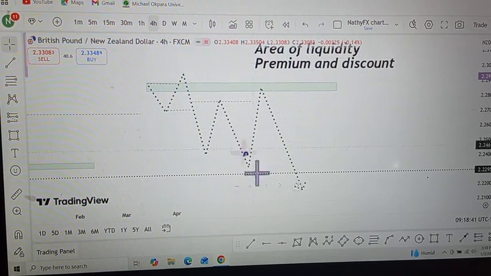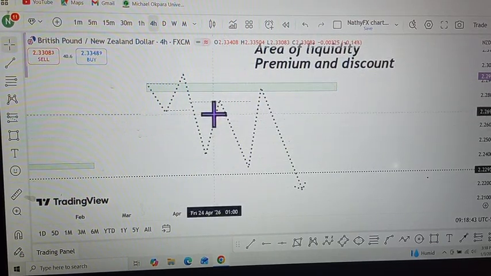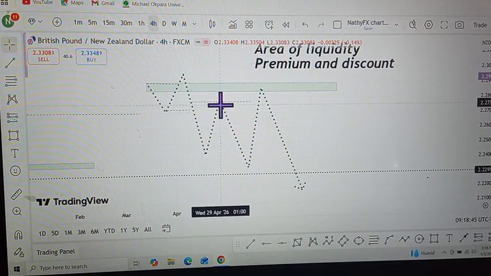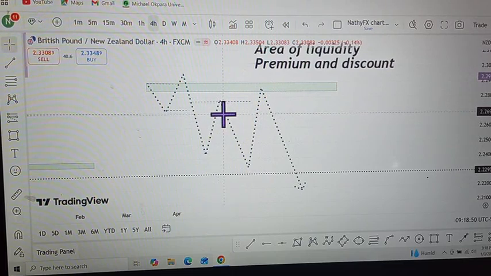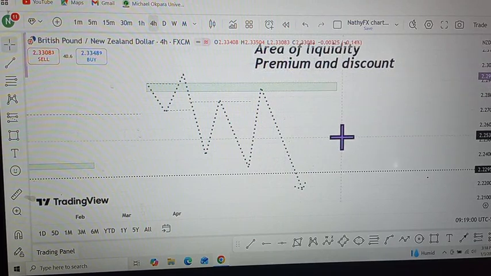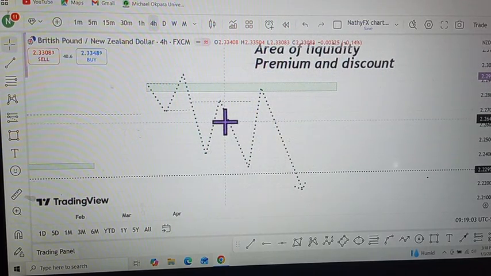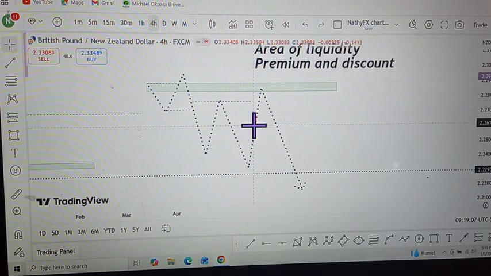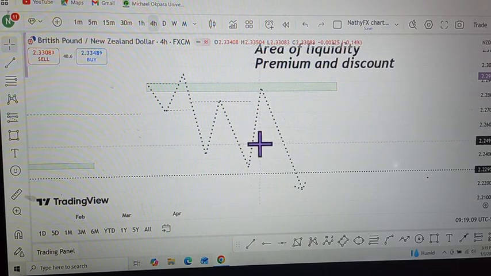But in this scenario, how do we know if this structural liquidity, this particular leg that you are seeing, is valid or not? How do we know if it is valid or invalid? That is what we call premium and discount. That is where premium and discount comes from. So in this sell side scenario, we want to sell from the premium, and we want to buy from discount. True or false? Hope you understand me.